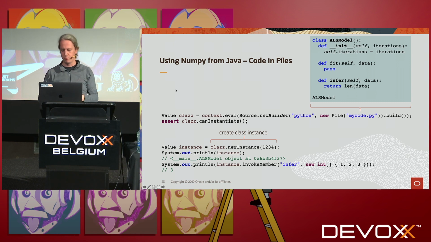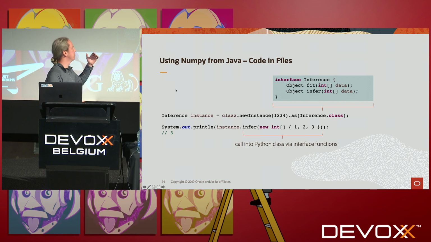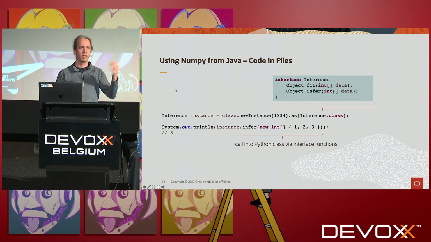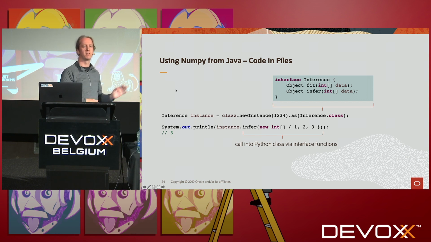So after a while, you're probably going to settle on a specific API, and you want to make this more formal also on the Java side. What you can do is you define a Java interface, like this inference interface here, and then you can say, well, I have this instance of my ALS model class, and I know that it implements everything in this interface, so I can just get an instance as this interface on the Java side, and then the call is simpler and more Java-like. I can just call into the interface function, but it's going to do the same thing behind the scenes.